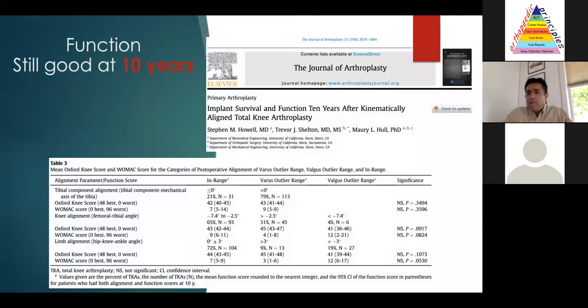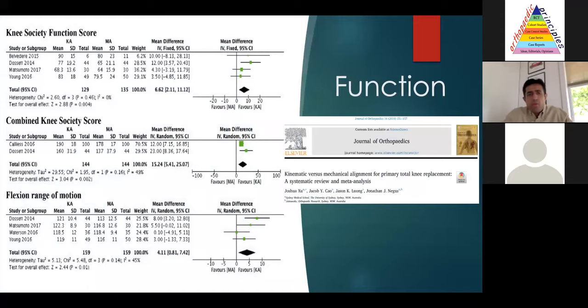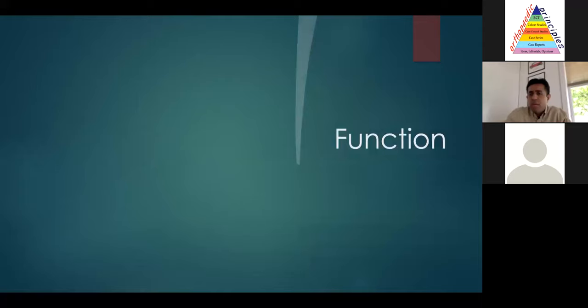Kinematic alignment. Now, this is a group from South Korea, which also looked at this, and they found really no difference between the kinematically aligned knee and the mechanically aligned knee with the various different functional scores. And then this group from Australia performed forest plots, and they found that whether it looks like Knee Society scores or combined Knee Society scores or range of motion, the most studies seem to favor a kinematically aligned knee as compared to a mechanically aligned knee. So there may be some functional benefit there.